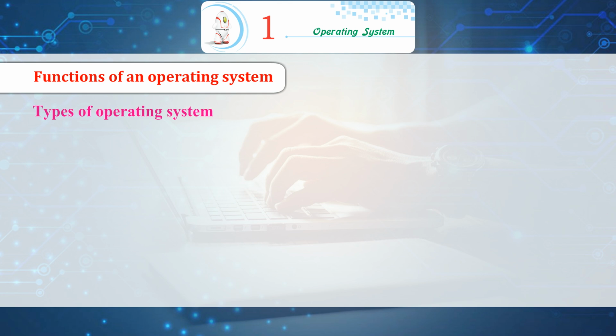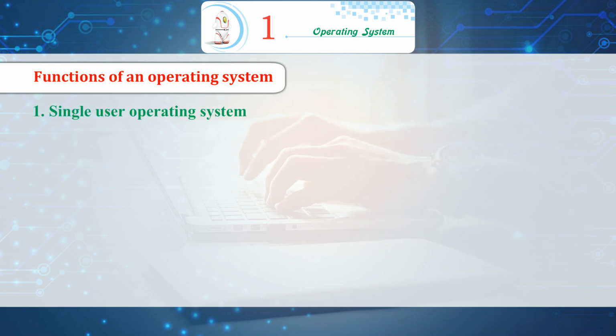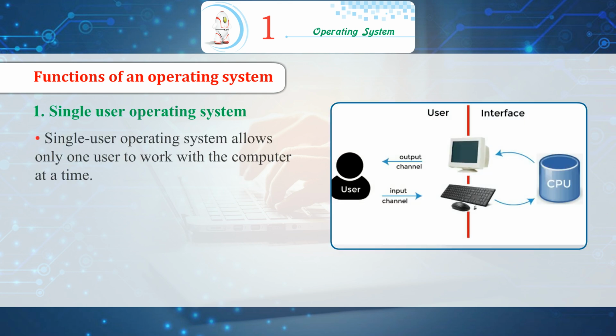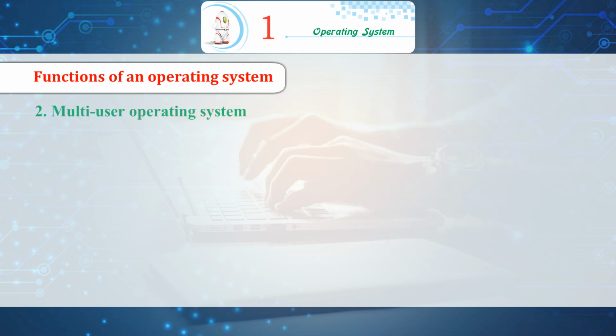Types of operating system. Operating systems are categorized into the following types. 1. Single-user operating system. Single-user operating system allows only one user to work with the computer at a time. It is that type of operating system which is mostly used in desktop and laptop computers. Example, DOS is a single-user operating system.